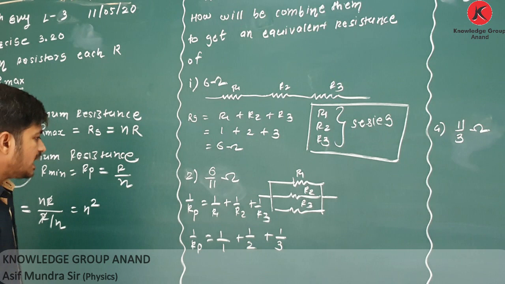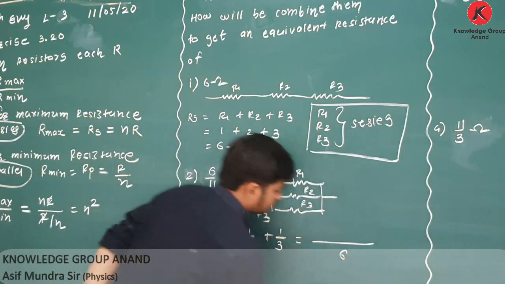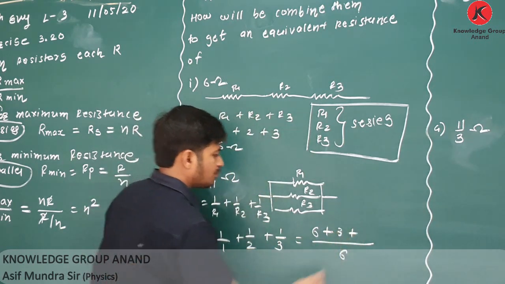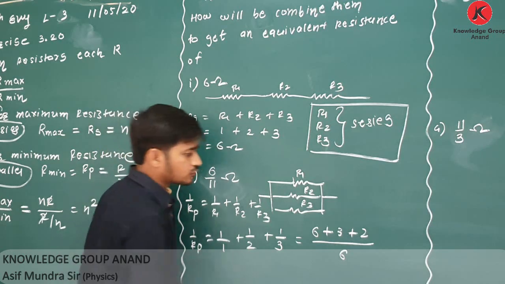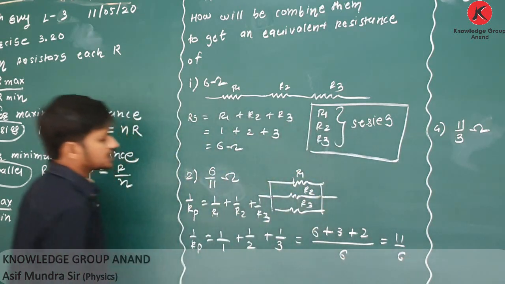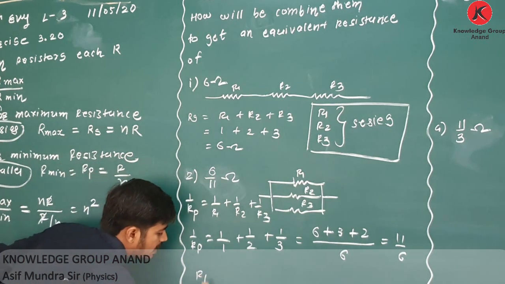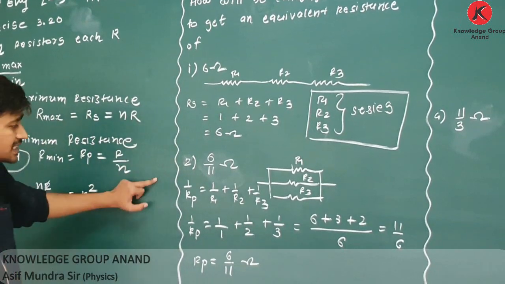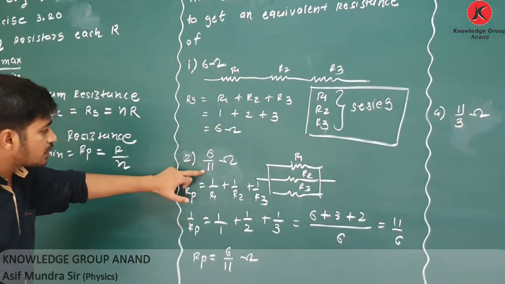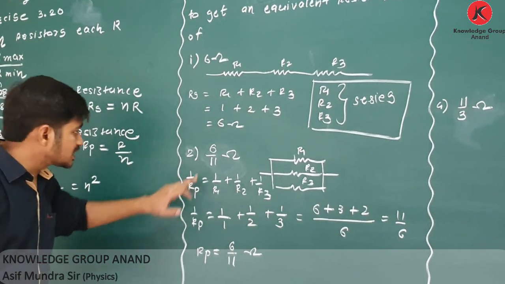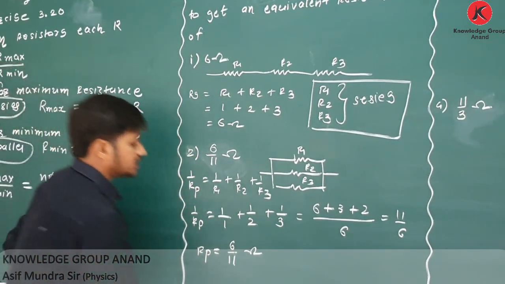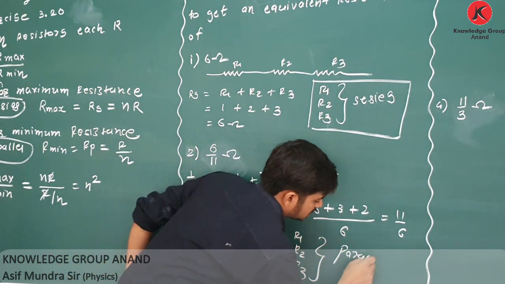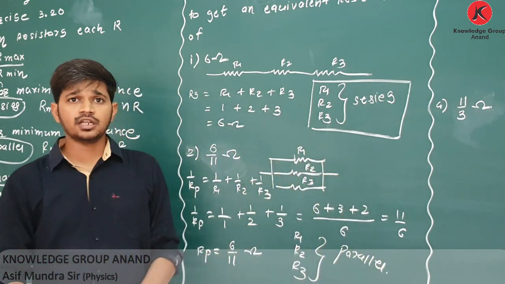Now take the LCM, which is 6. Here 1 is multiplied by 6, 1/2 by 3, and 1/3 by 2. So 6 plus 3 is 9, 9 plus 2 is 11. So it is 11 by 6, and Rp is 6 by 11 ohm. Then to get an equivalent resistance of 6 upon 11 ohm, you have to connect R1, R2 and R3 in parallel connection. Clear about this?